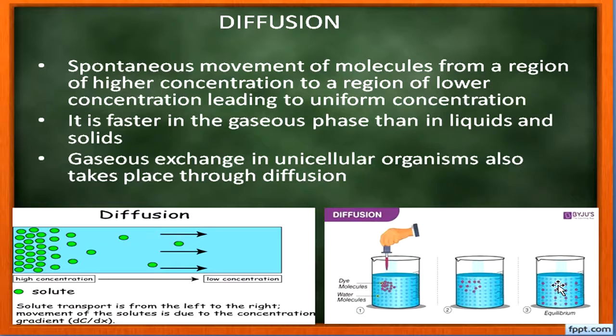Understood? So this process we call diffusion. See here, the spontaneous movement of molecules from a region of higher concentration to a region of lower concentration leading to uniform concentration is called diffusion. And this diffusion takes place in all the phases such as solid phase, liquid phase and gaseous phase. Gaseous exchange in unicellular organisms also takes place through diffusion.